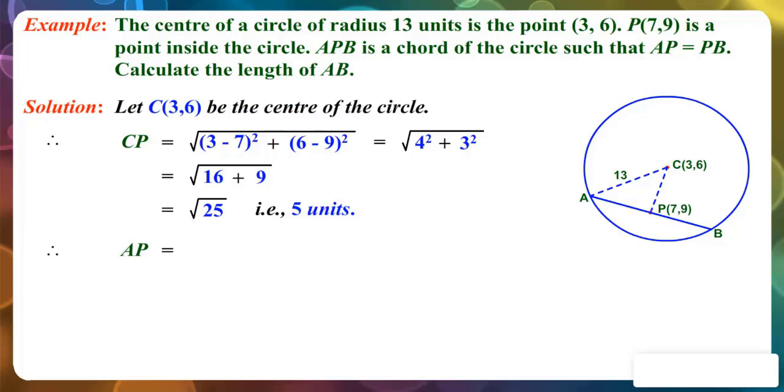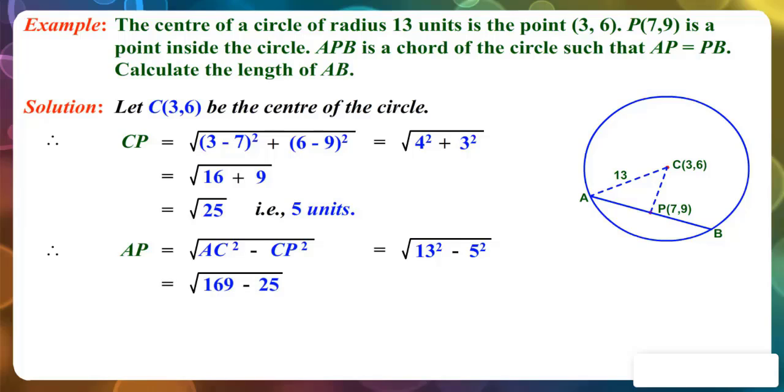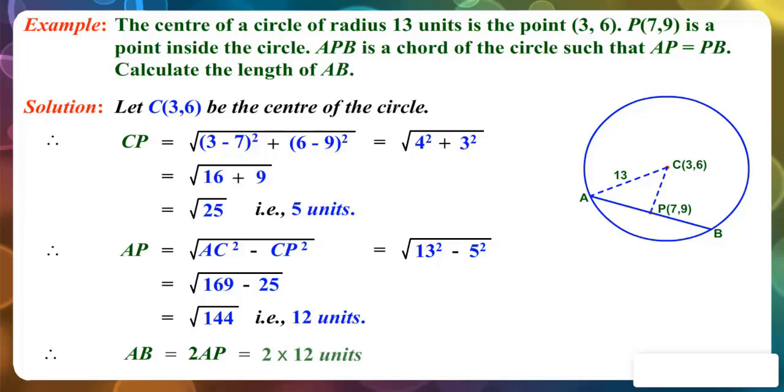Therefore, AP is equal to under root AC square minus CP square, which is equal to under root 13 square minus 5 square, which is equal to under root 169 minus 25, which is equal to under root 144, that is 12 units. Therefore, AB is equal to twice AP, which is equal to 2 into 12 units, which is equal to 24 units.